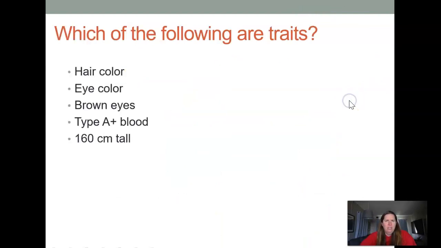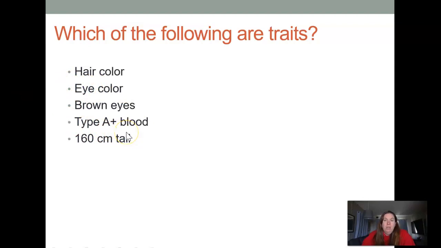So I think I have a little question. Yeah. So ask yourself, which of the following are traits? So hopefully you could recognize right away that the first two, hair color and eye color, aren't traits, they're characters. They're a category in which we can have variation. So hair color, we can have brown hair, we can have blonde hair, we can have black hair, and so on. We can have red hair. Eye color, brown eyes, blue eyes, green eyes, and so on. So hair color and eye color are both characters, whereas brown eyes, of course, would be a trait within that character. It's a variation on the character of eye color.